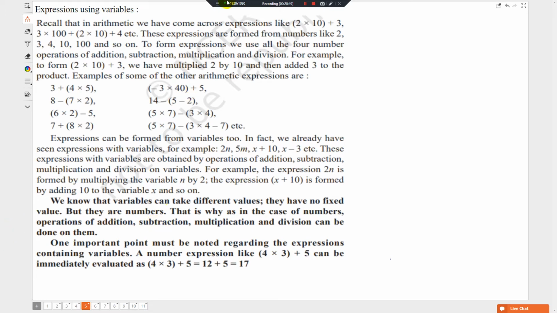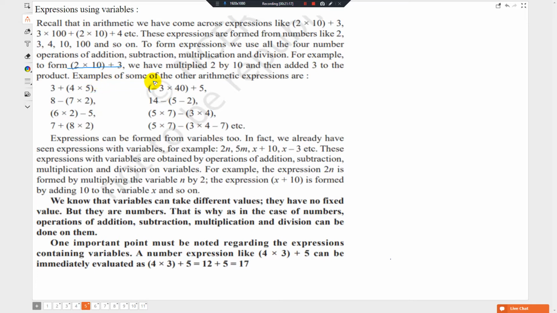Now, recall in arithmetic, like these expressions I have told you, to form expressions we use only the four number operations of addition, subtraction, multiplication, and division. For example, to form this number, we have multiplied 2 by 10 and then added 3 to the product.